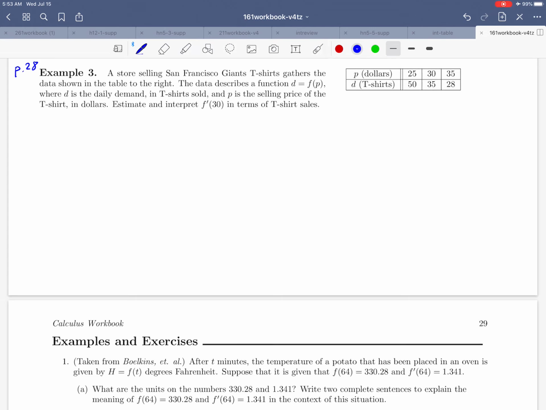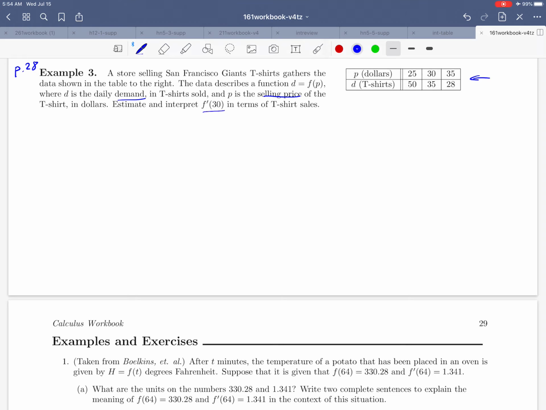So a store selling San Francisco Giants t-shirts gathers the data shown in the table to the right over here. The data describes a function D equals f of p, where D is the daily demand in t-shirts sold and p is the selling price of the t-shirt in dollars. They would like us to estimate and interpret f prime of 30.